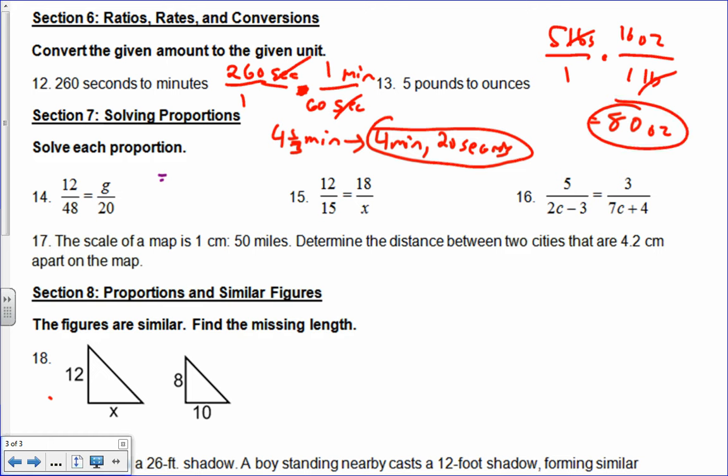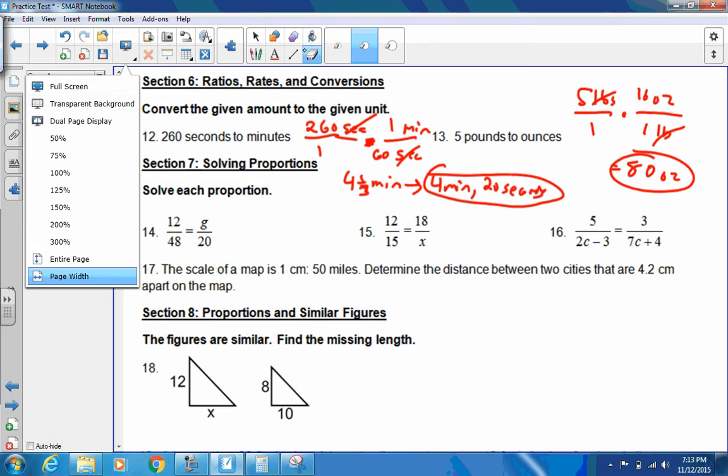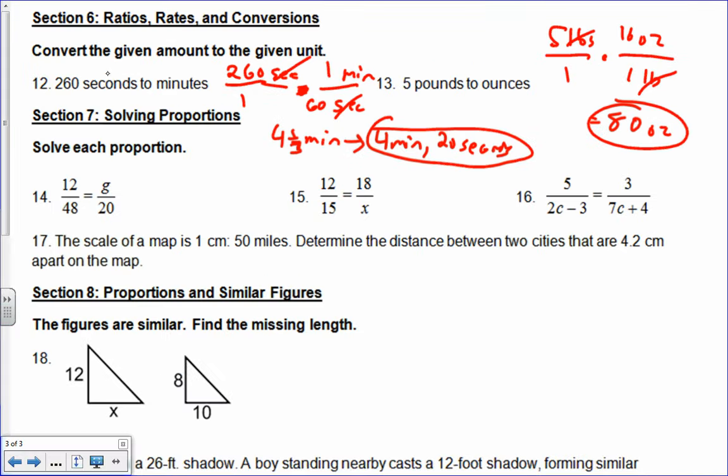Now, section 7, solving proportions. We should all know how to solve a proportion properly. The best way that'll work every single time you do a proportion is cross multiplying. So if I cross multiply here, that goes across there, that goes across there. I have 48g equals 12 times 20. 12 times 20 is 240.